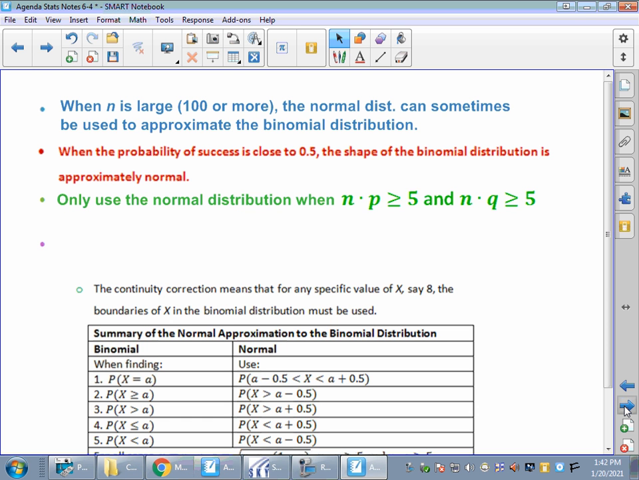n times p has to be greater than or equal to 5, and n times q has to be greater than or equal to 5. This, I'll even put a little note, is going to be step 1.